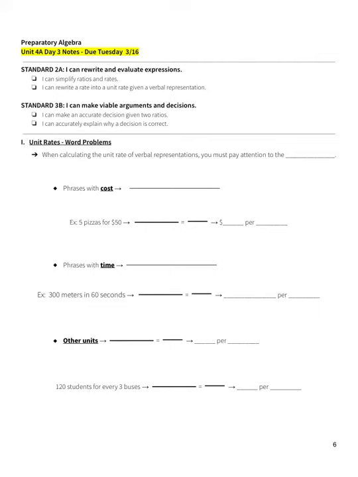So we are first going to be talking about unit rates. When calculating the unit rate of a verbal representation, you must pay attention to the units. The units are really important, because that tells you what you're measuring. What is your comparison? If you don't know your units, you don't know what you're comparing, okay? Let's look at a few examples of situations in the real world where you will be using ratios and rates, and you can break it down into a unit rate.